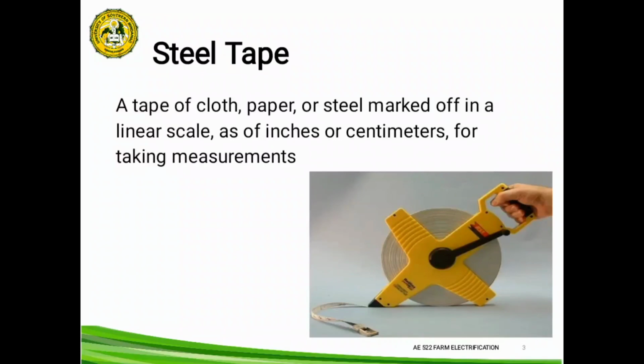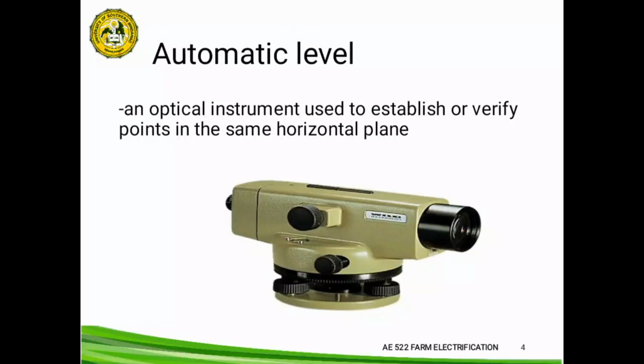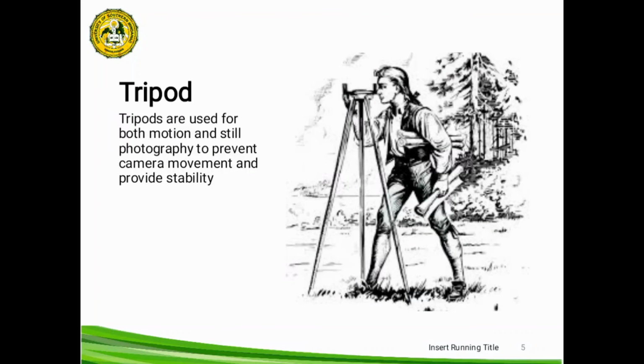So the first one is steel tape. Steel tape is a tape of cloth, paper, or steel marked off in a linear scale such as inches or centimeters for taking measurements. It is also known as linear tape. Next is automatic level, an optical instrument used to establish or verify points in the same horizontal plane. Next is tripod. Tripods are used for both motion and still photography to prevent camera movement and provide stability.